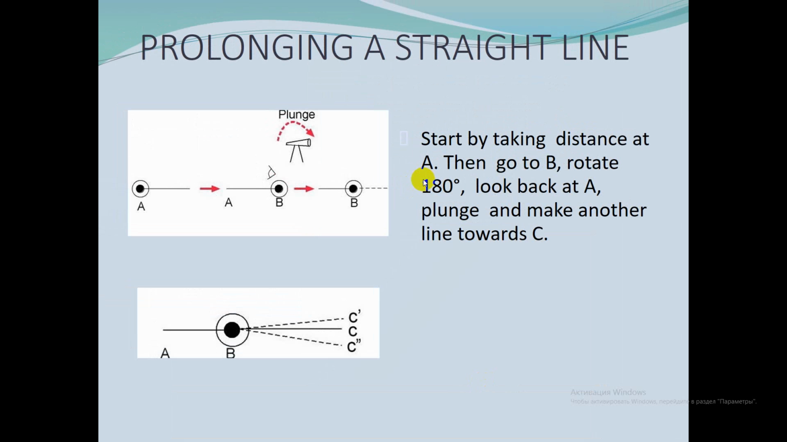Prolonging a straight line, also known as double centering, is a common survey procedure used every time a straight line must be prolonged. The best example of these requirements is in route surveying, where straight lines are routinely prolonged over long distances and often over very difficult terrain. The technique of reversion is used to ensure that the straight line is prolonged properly.